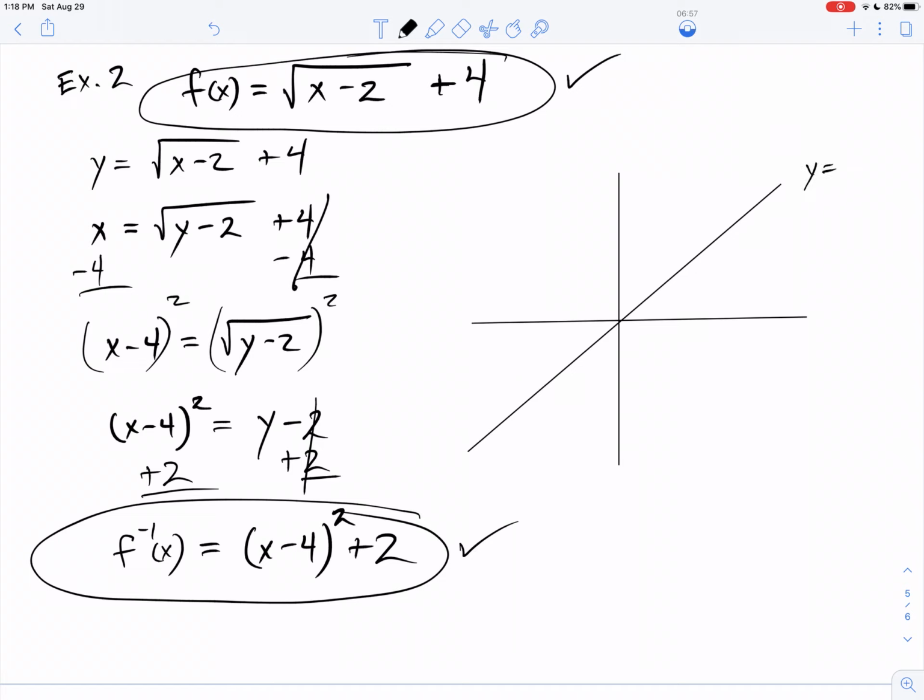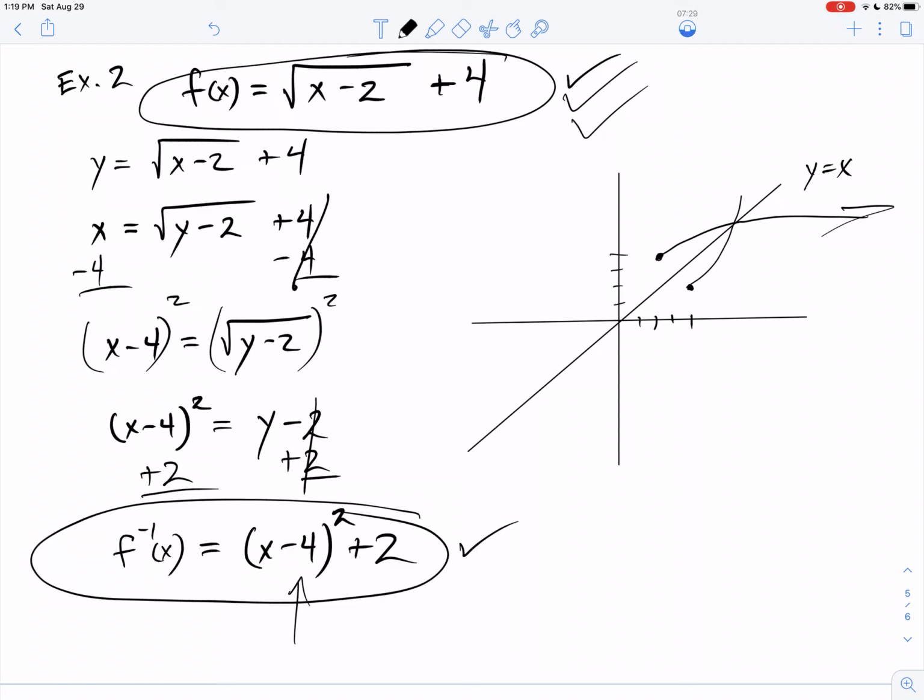There's my y equals x. Now I'm going to get this top guy here. So I'm going to say 2 to the right and up 4. I would put a dot, and then I would say you are a square root function, so you're going to go like that. And then let's get this guy over here. I'm going to go 4 to the right, up 2, and then sketch my graph.